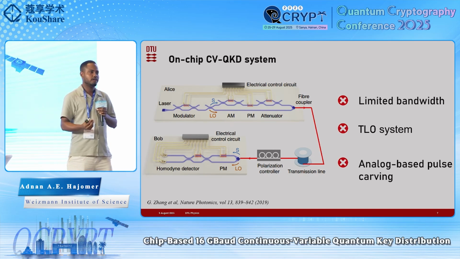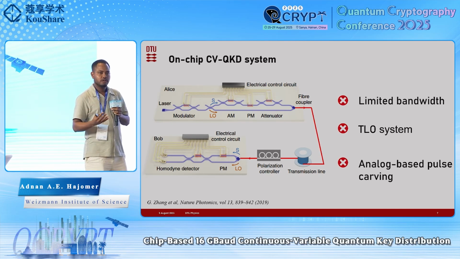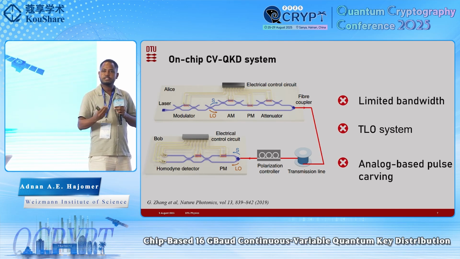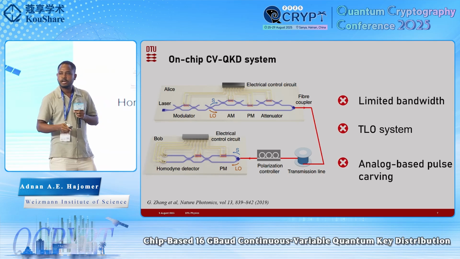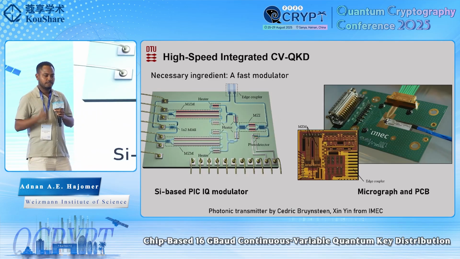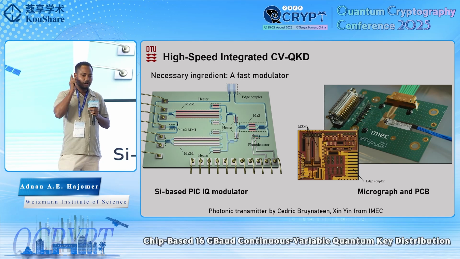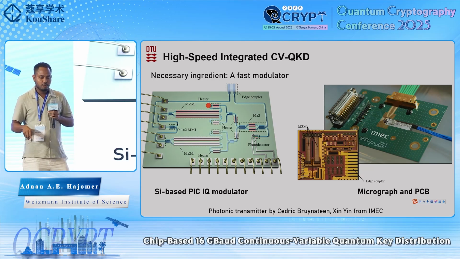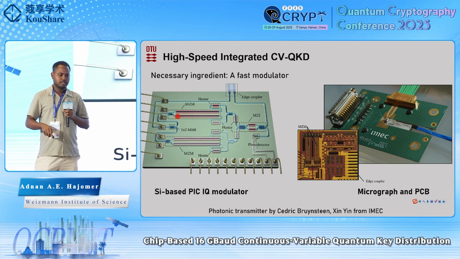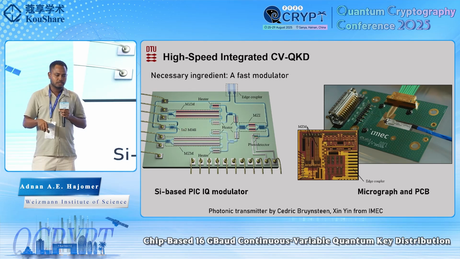So the question here is: how can we achieve a chip-based CVQKD system that can operate at very high speed? Or in other words, what are the main ingredients to achieve high-speed CVQKD? The first ingredient is having a fast modulator. We achieve that by fabricating, together with our collaborators at IMEC, a silicon-based photonic integrated IQ modulator, which is basically two nested Mach-Zehnder modulators in a big Mach-Zehnder interferometer.